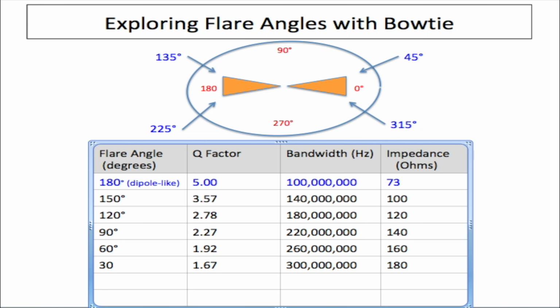This is what sets the Bowtie antenna apart from the dipole antenna. The flare angle is the angle between the two arms of the antenna. Let's start with the extreme case, which is at 180 degrees. Now, this Bowtie antenna is at 180 degrees, much like the dipole antenna. The dipole antenna just has two elements straight across here at 180 degrees. What makes the Bowtie antenna different is the flare angle.